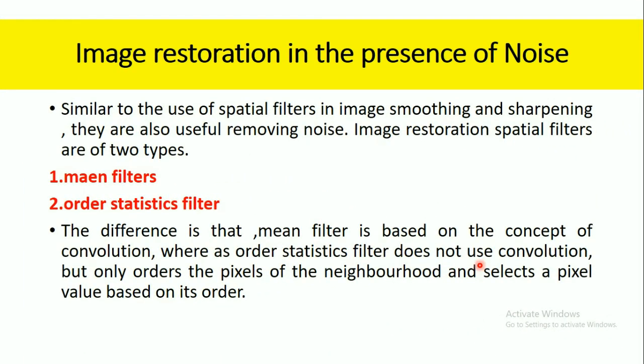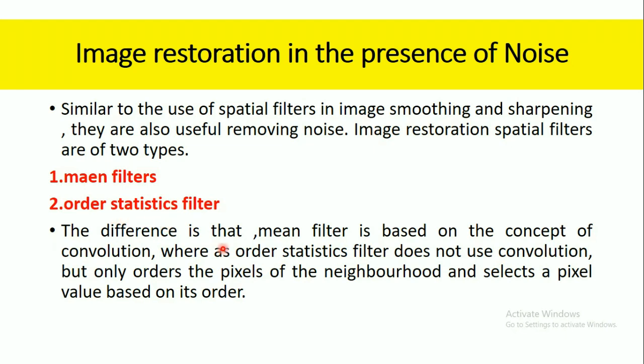So already we know that spatial filters are used for image smoothing and sharpening. But another advantage of these spatial filters is that they are used to remove noise. That is, by removing the noise we can restore the image using these spatial filters. Here we have two types of spatial filters: the mean filter and the order statistics filter.